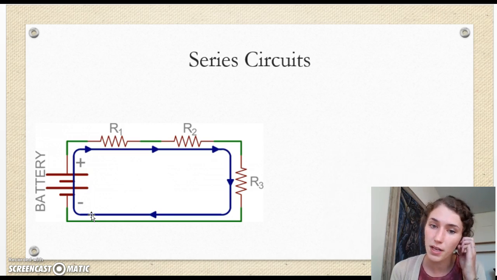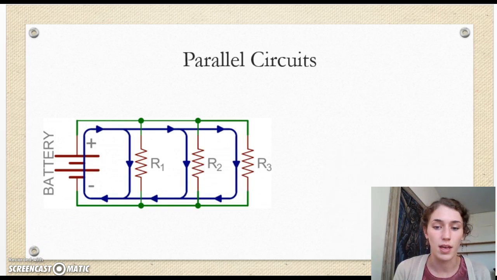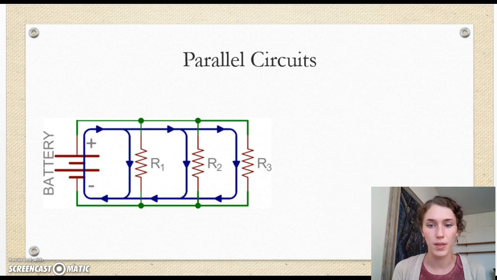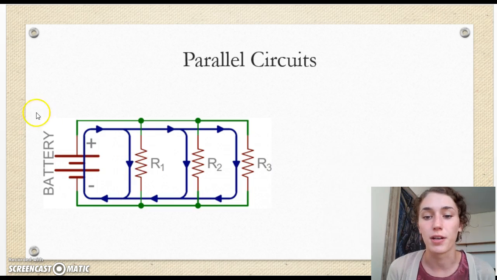Now this looks different in a parallel circuit because there's our parallel circuit. A parallel circuit is defined as components sharing two common nodes will make it a parallel circuit. So if we look at our battery and our resistors 1, 2, and 3, they are sharing more than one common node, more than one green part.